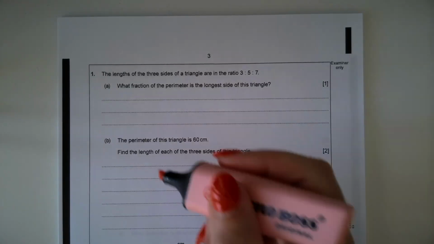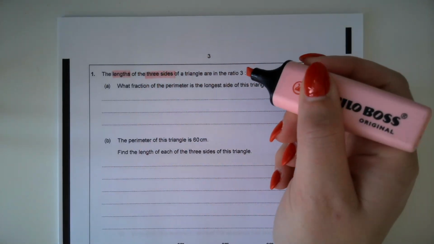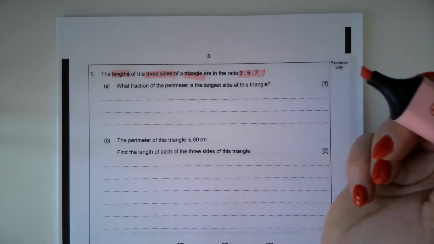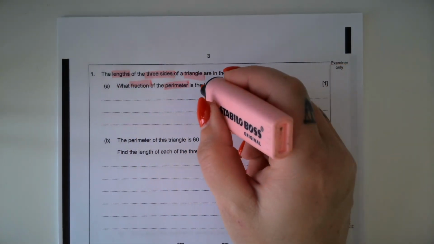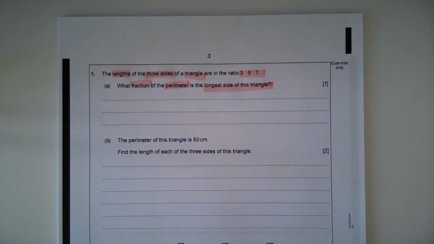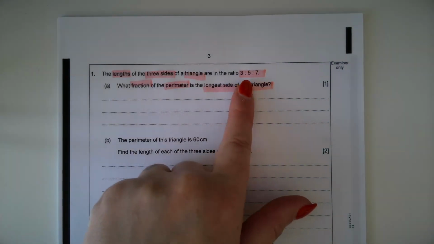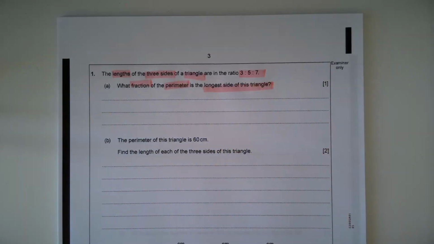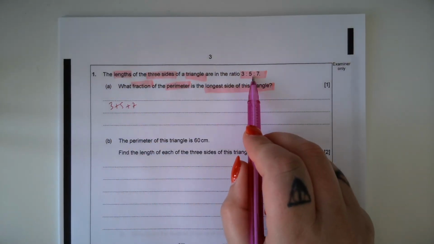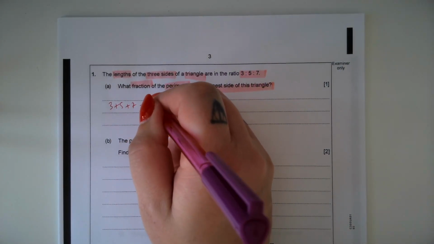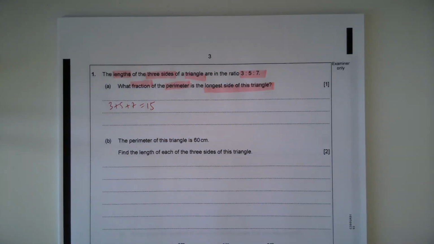Question 1. The lengths of 3 sides of a triangle are in the ratio 3 to 5 to 7. What fraction of the perimeter is the longest side of the triangle? So we need to start by writing this ratio as fractions. The denominator of a fraction is the total number of equal parts. So let's find out how many equal parts we have in total. 3 plus 5 plus 7, we have 15 equal parts in total.